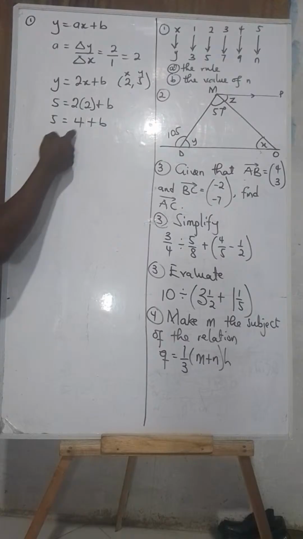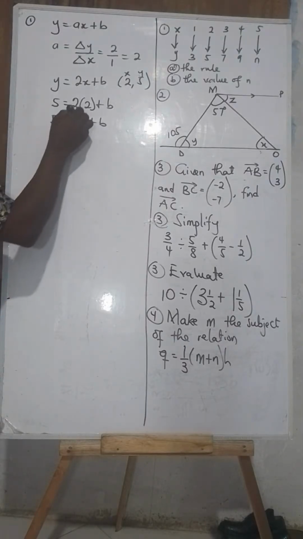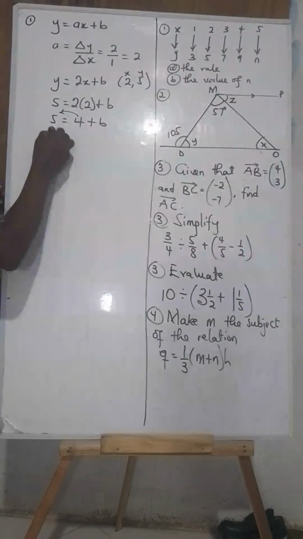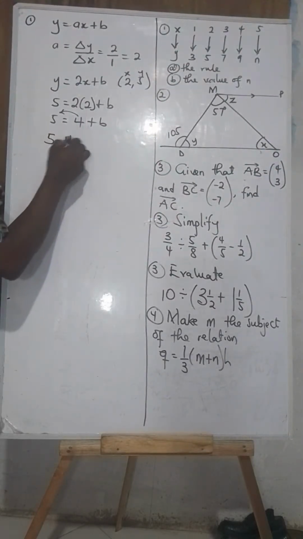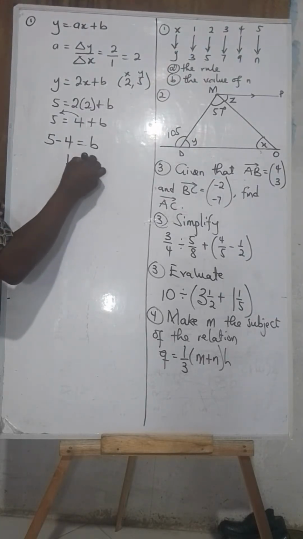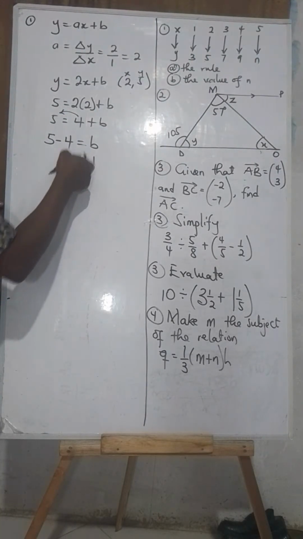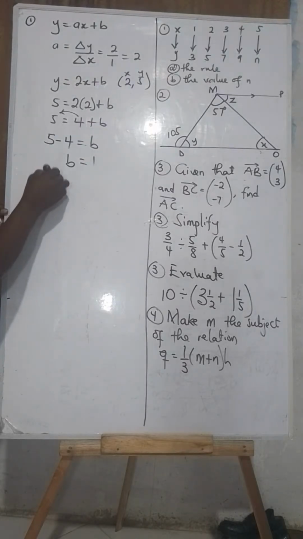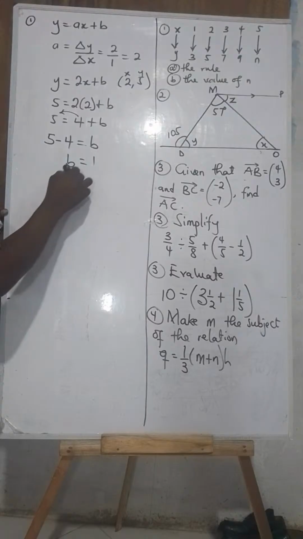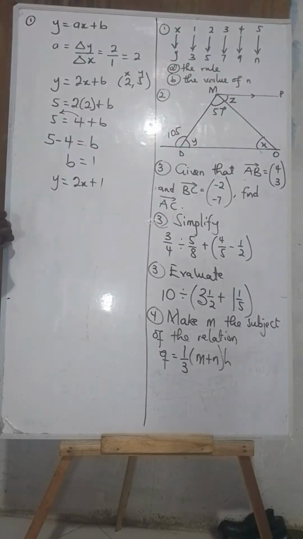So you transfer the 4 to the left side. We have 5 minus 4 equal to b. So b will give us 1. You substitute the 1 into the rule, so you get y equals 2x plus 1. Instead of b, you have 1. So that becomes the rule for the mapping.